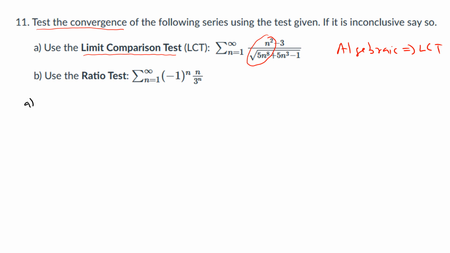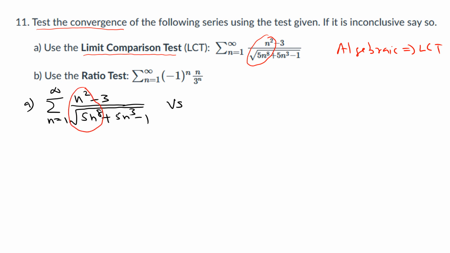So let's do part 1. We have the series, so I'm going to repeat it. n going from 1 to infinity, n squared minus 3 over the square root of 5n to the 8 plus 5n cubed minus 1. What we're going to do is compare with the simplified version, looking only at the dominating terms. So we compare this with the sum from n equals 1 to infinity of bn, where bn uses the dominating terms: n squared from the numerator, and the square root of 5n to the 8 from the denominator.